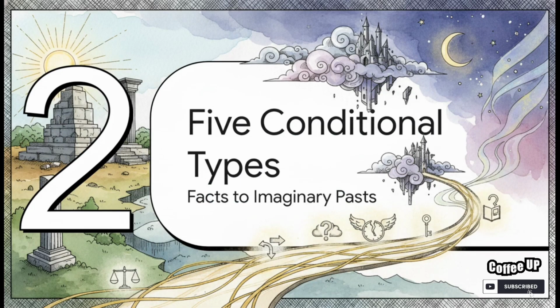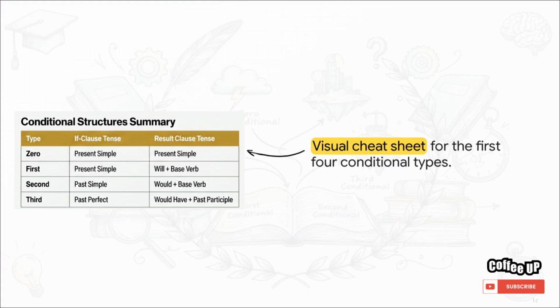Moving right along to section 2, the 5 conditional types, going from universal truths to imaginary pasts. Now, what's really interesting about this slide is how it gives us this fantastic visual hack to reduce that overwhelming feeling. It breaks down the first 4 types so cleanly. From the 0 to the 3rd conditional, you can literally see the progression here, how we shift from general truths over into possible futures, and then slide all the way into completely imaginary or impossible scenarios. It's a great cheat sheet before we zoom in on each one.